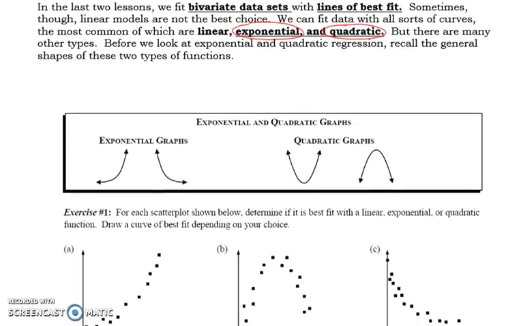But you have to remember that exponential graphs are the ones that increase very quickly or decrease very quickly, and the equation of the exponential function is y equals a times b raised to the x. In a quadratic function, we have a parabola, and the equation of a quadratic would be y equals ax squared plus bx plus c.